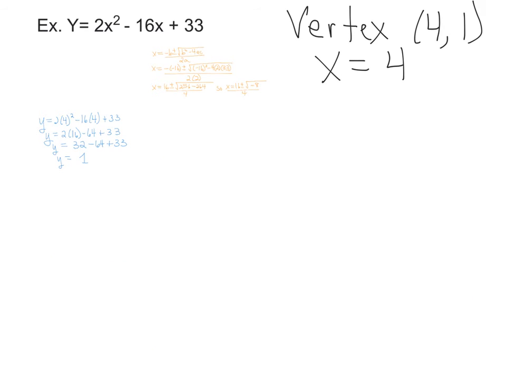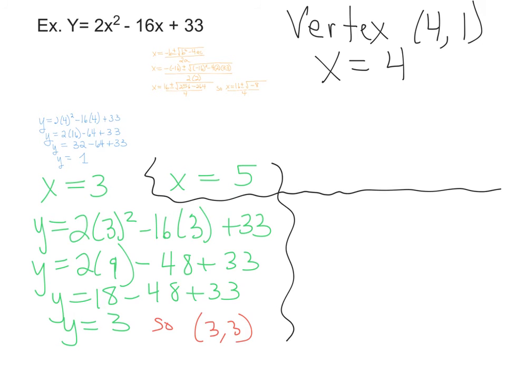So to find these new points, since I know the vertex is (4, 1), my x value is 4, I'm going to pick a point to the left of 4 and a point to the right of 4. So I'm going to pick x equals 3 and x equals 5, and plug these into the equation. My first point, x equals 3: I plug that into the equation, and I end up with the answer of 3. So I know that there's a point on this graph at (3, 3). So now I need to do where x equals 5.